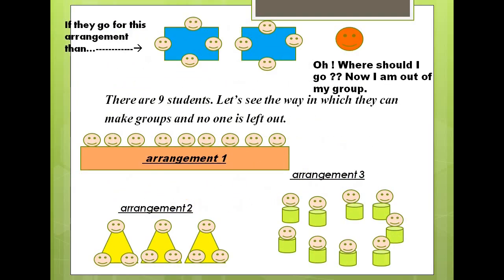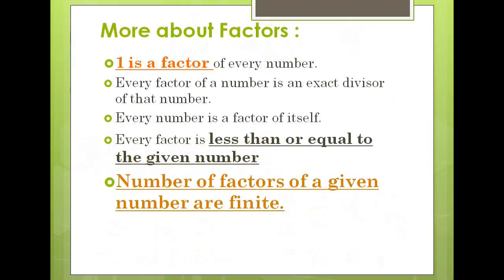All the students in the first arrangement decided to go for one group where all 9 of them were together. So in this case we can say that the number itself is also a factor of the given number. Now one thing that we came to know is every factor is less than or equal to the given number, and the number of factors for any given number is always finite.